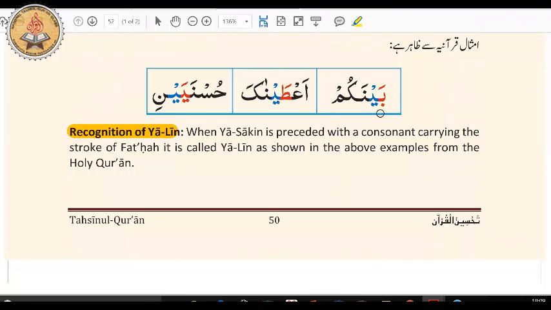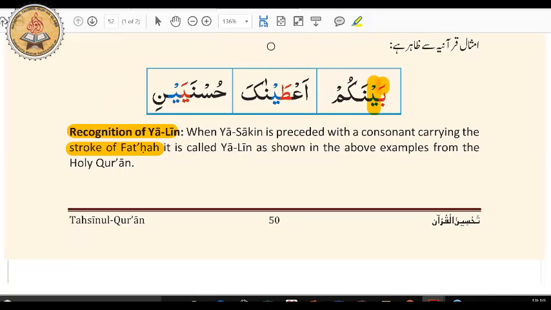Okay. So in the case of ya lean, what we're looking for is a ya sakin. Again, you can see there's a ya and there's a sukoon sign on top of it. And we have to look at the letter before this. The letter before the ya sakin is a ba, and what we're told to look for is the stroke of fatha. So if the letter before the ya, which is the ba in this case, has a fatha on top of it, then this ya becomes a yalin. That's the rule, okay? This has become a yalin because the letter before has a fatha on top of it. That's how you identify this.